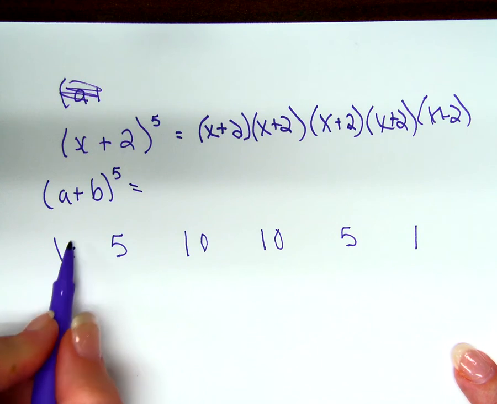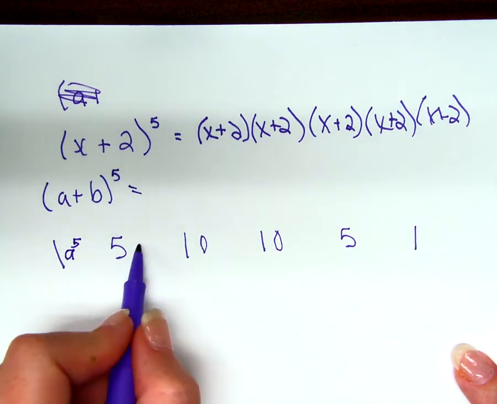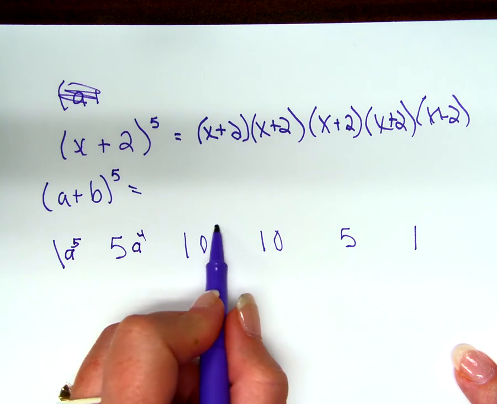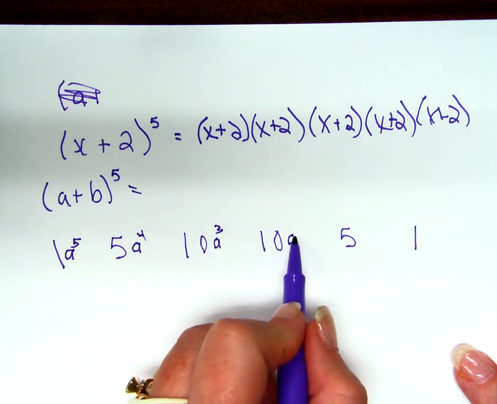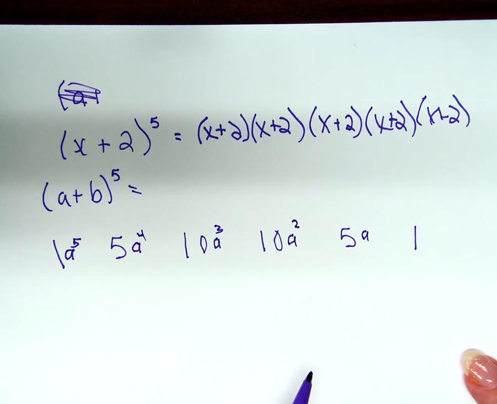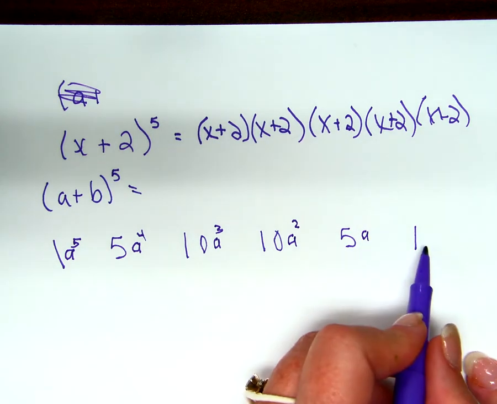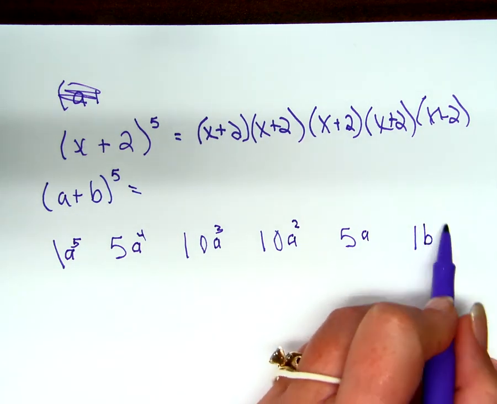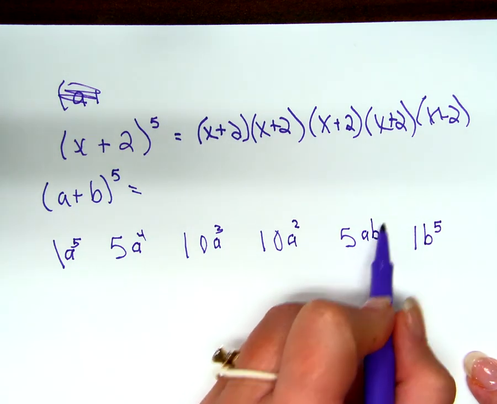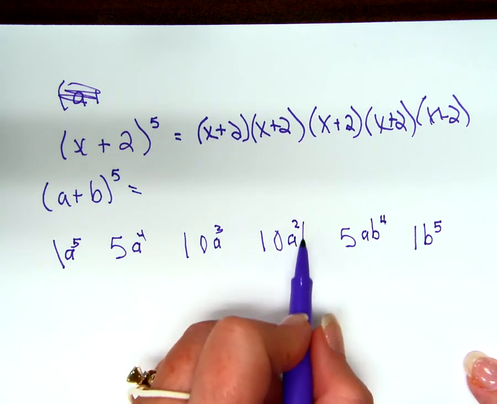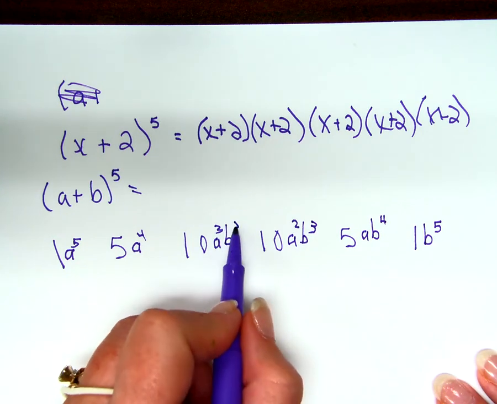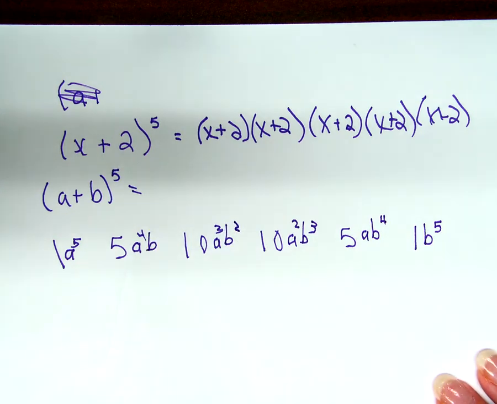This one is a to the 5th. This one is a to the 4th. This one is a to the 3rd. And a squared and a. Guess what this one is? b to the 5th. Guess what this one is? b to the 4th, b to the 3rd, b squared, and b.